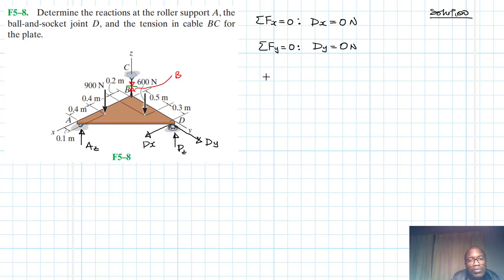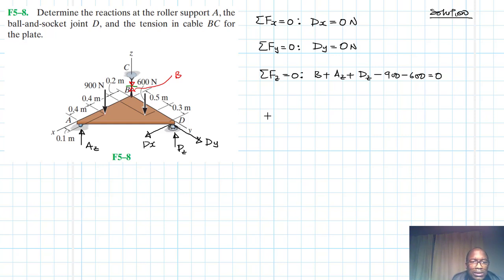And then we have summation of forces in the z axis equal to 0. What do we have? There we have a lot of forces. We have B, a tension force. We have the reaction force AZ. We have another reaction force DZ. And then we have the applied forces 900 minus 600 equal to 0. Great, this is cool.